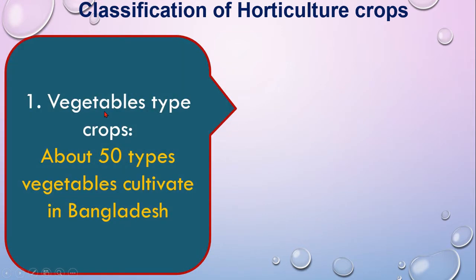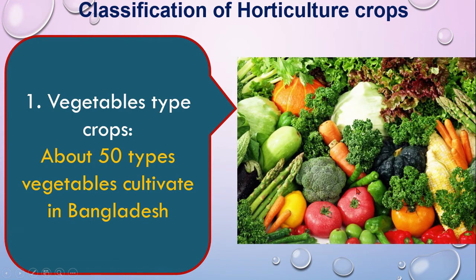Now the classification of horticulture crop. I told you before, all types of vegetables are horticulture crop. About 50 types of vegetables are cultivated in our country. This is the picture you see. This is an example of horticulture crop, like vegetable crops such as tomato, broccoli, cabbage, ashgourd, carrot, capsicum. These all are vegetable type horticulture crops.